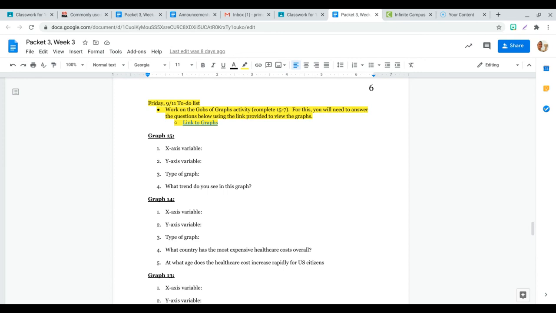Yesterday we had discussed graphs and data tables and how to create well-written graphs and data tables. So what you're going to be doing today is an activity called Gobs of Graphs. Normally, this would be an activity where I have pictures of the graphs and we rotate around the room. But for our purposes, this is what we're going to have to do.